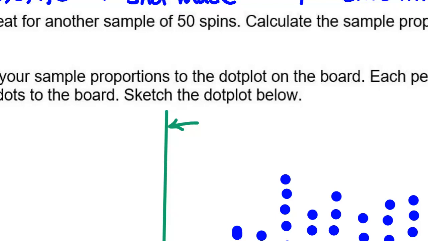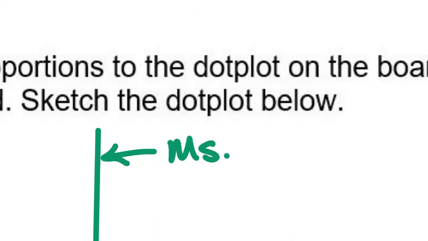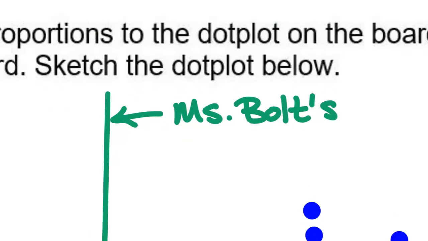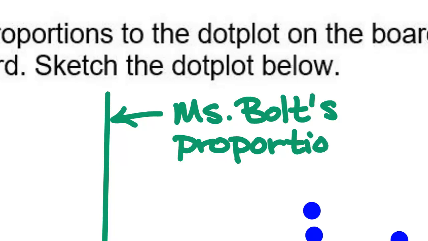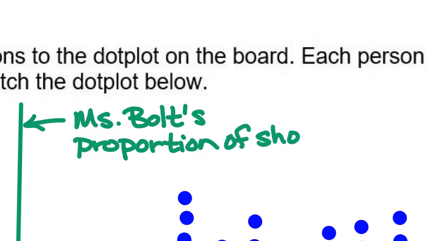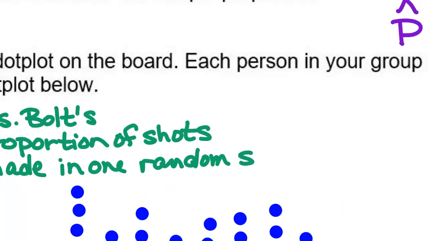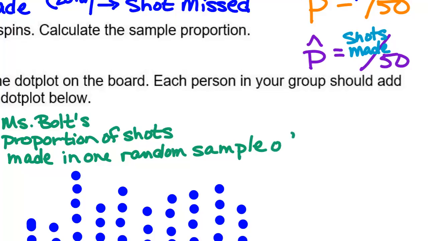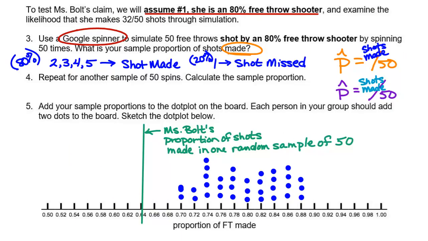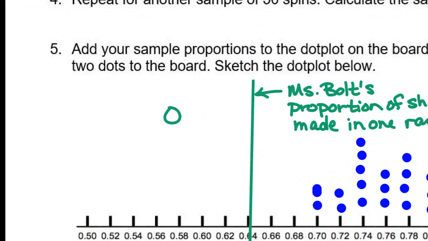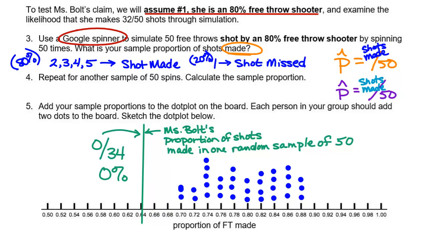So on this line here, I want you guys to write down Ms. Bolt's proportion of shots made in one random sample of 50. So 0 out of, we said it was what, 34 total dots? I think that's what I counted up. So 0%. Yeah, 34.